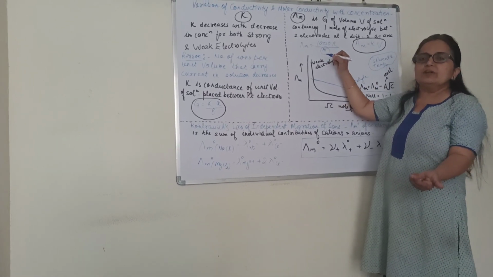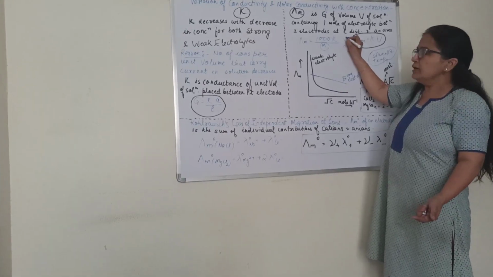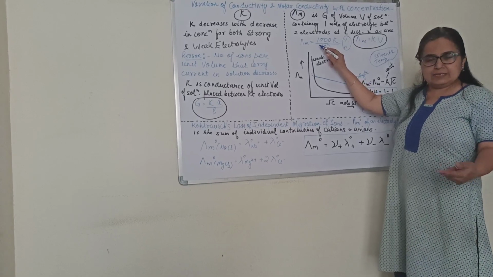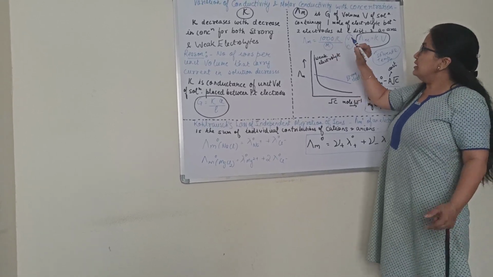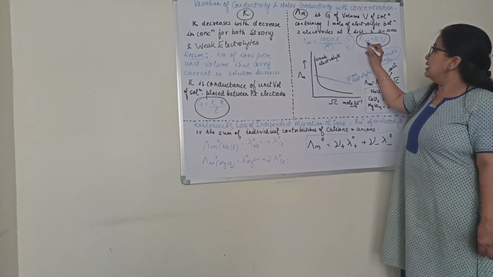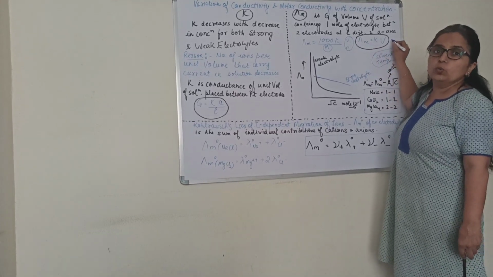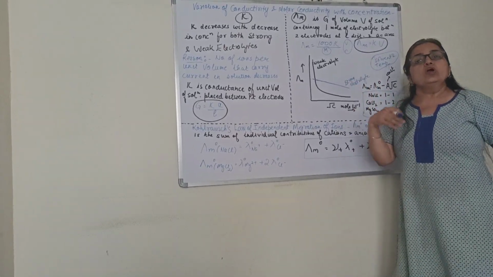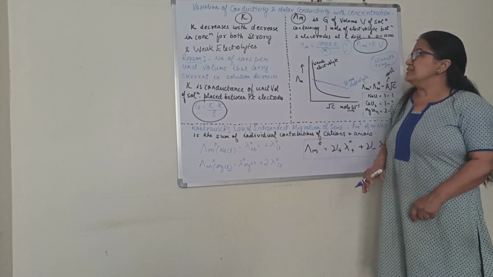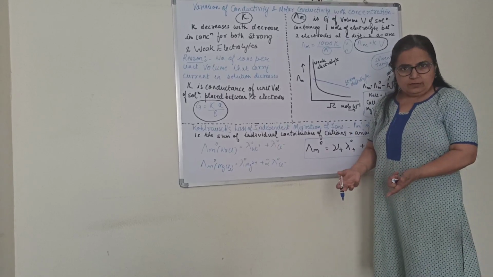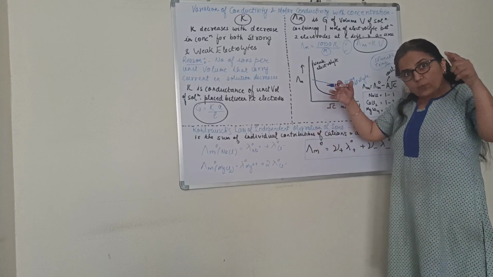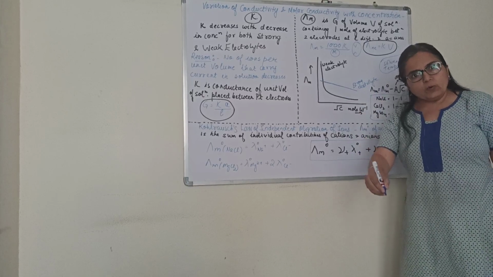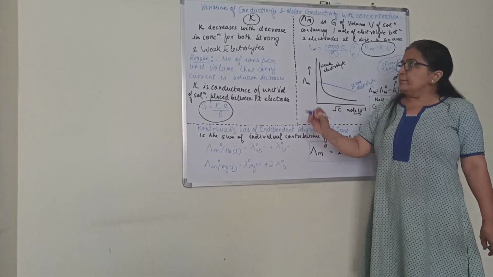If it was not 1 molar, we were saying that is n by V, number of moles by volume in liter. So that volume in liter we wrote as 1000 centimeter cube. So in a way we can also say lambda m is kappa into V. That means molar conductivity depends upon volume. So what happens in this lambda m? When we add water, that is with dilution, since the volume increases, the lambda m also increases for both strong and weak electrolyte.